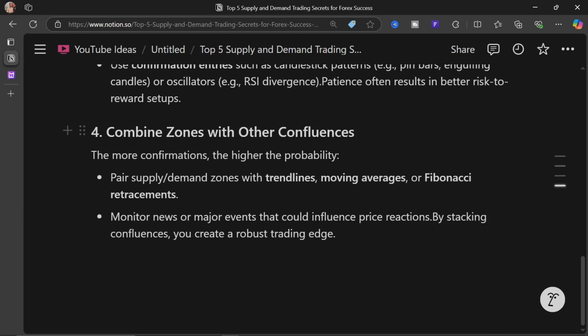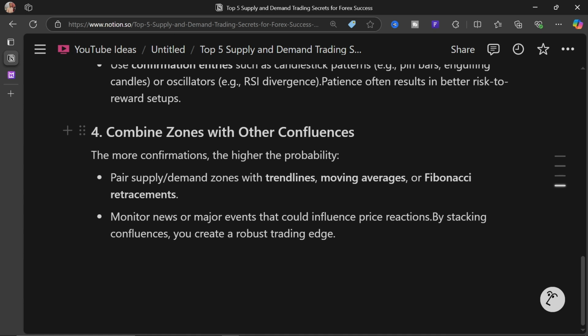So guys, the fourth point is simply to combine your zones with other confluences. Now this is really important because when we talk about identifying supply and demand levels, you can identify over 700 to 800 supply and demand levels in the market, depending on the time frame you are on. But the most important thing is using the ones that are really clear and concise. You need to identify them at very key levels in the market that actually make sense.